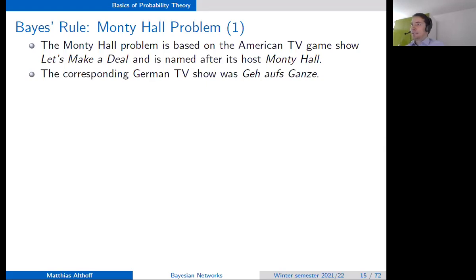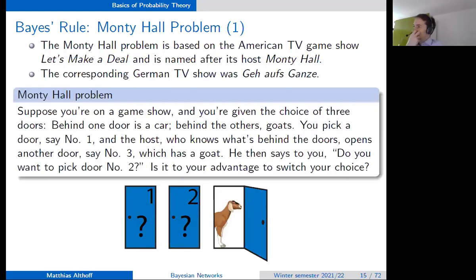In Germany, the corresponding TV show was called Geh aufs Ganze with Jörg Pilawa, but nobody knows it anymore. I used to watch it sometimes. It's just a show where you can switch your brain off. It's quite silly, but especially because I knew as a student already that you always have to switch the door. Sorry, I shouldn't have said that. But it was always funny to watch the people thinking back and forth about what they should do.